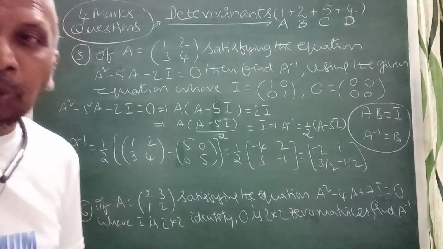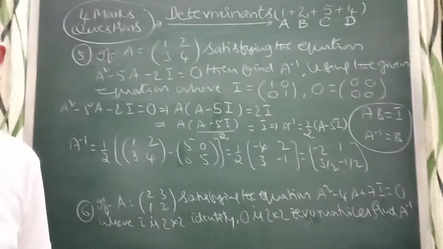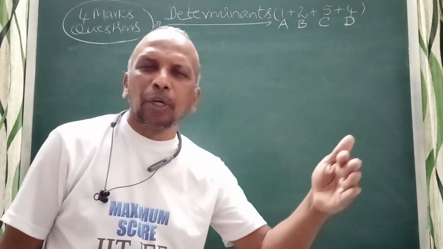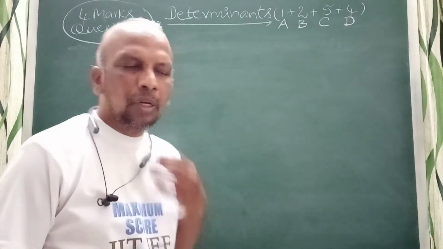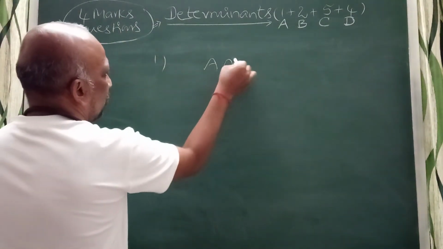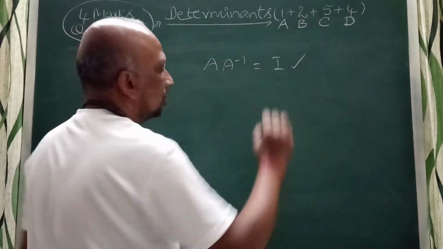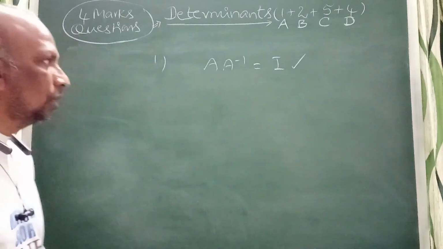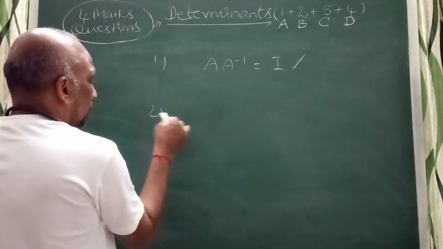Another way also I can tell you for verification. After finding the answer, how to verify whether you got the correct answer or not? The one thing you can do is multiply A into A inverse. If it gives I, yes, your answer is perfectly right. You can decide you got the perfect answer. This is one method. Another method you can check.